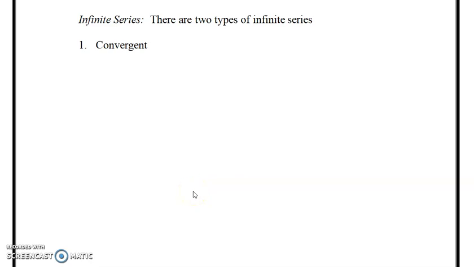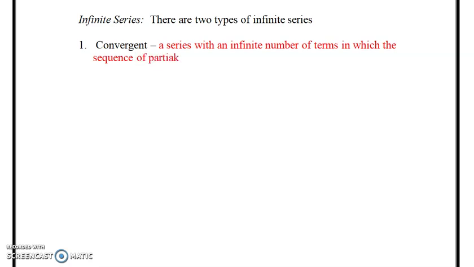Hi everybody, welcome back. We're going to hopefully finish off 1.5 today, the infinite series. There are two types of infinite series, and the first one is called a convergent series, and this is going to be a series with an infinite number of terms in which the sequence of partial sums approaches a fixed value.